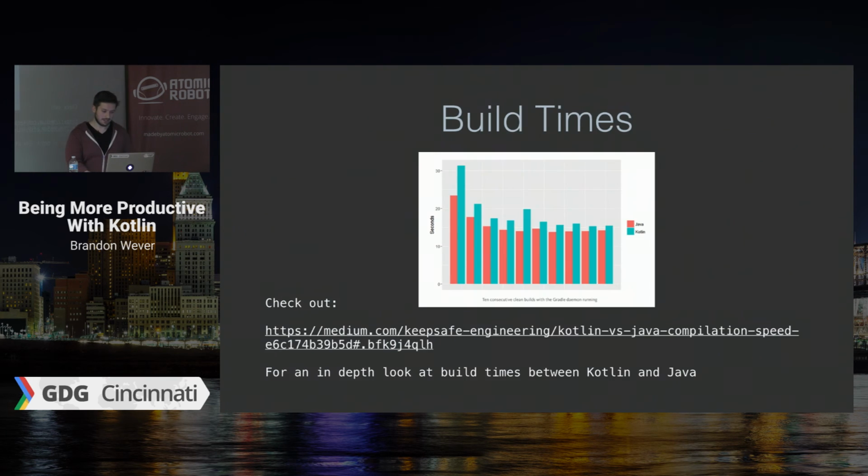That's fine. And build times were another issue. There's actually a really good blog post on Medium that I linked here from Keep Safe Engineering. I don't know if you can read this, but that's 10 consecutive clean builds with the Gradle daemon. You can see Kotlin is kind of slow on the first one, a little slower than Java, but then it's comparable. It's not like Kotlin's going to make your build times twice as long. I think for the development time you're saving, it's actually worth it.